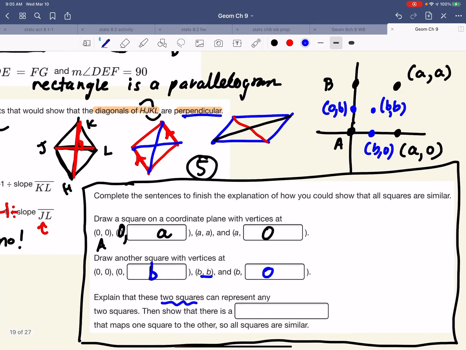Explain how these two squares could represent two squares to show that they would map on top of each other. So I would need to take the first square and shrink it to make it map on top of the second square. So that would be called a dilation. Looking through your multiple choice, you should be able to find one that matches these.